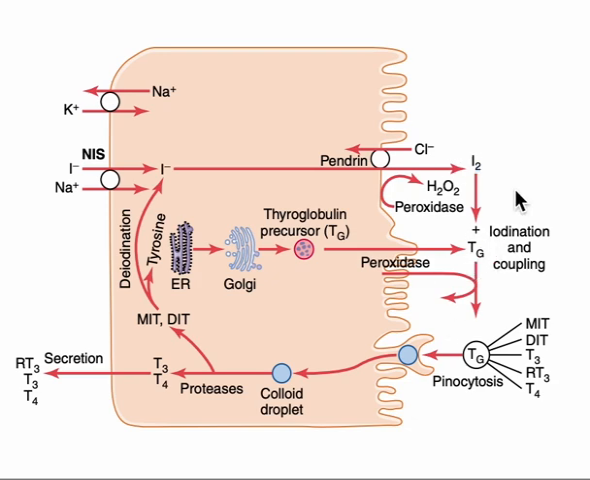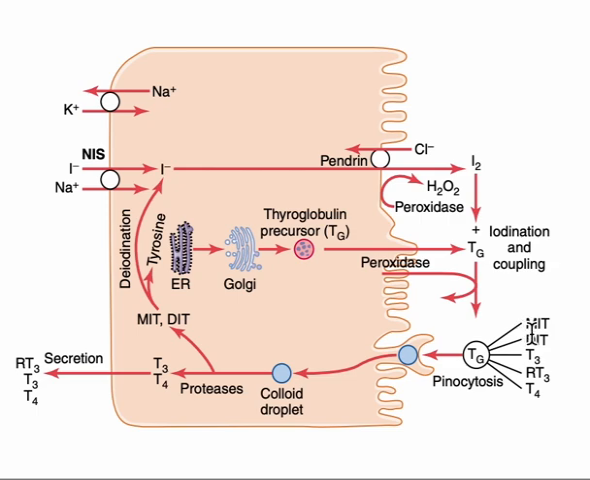The next step is the combination or coupling of the oxidized form of iodine with the tyrosine molecules. On the thyroglobulin molecule we have tyrosine, so we can say the thyroglobulin contains tyrosine, and on that tyrosine the iodine will bind. When one iodine binds to a tyrosine, this results in the formation of monoiodotyrosine, denoted by MIT. When two molecules of oxidized iodine bind, this results in the formation of diiodotyrosine. So we have monoiodotyrosine and diiodotyrosine.